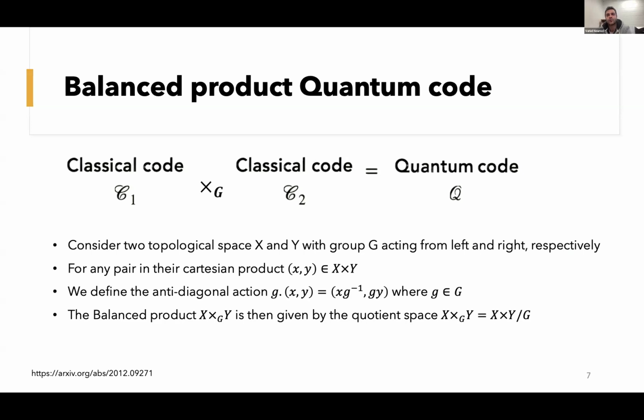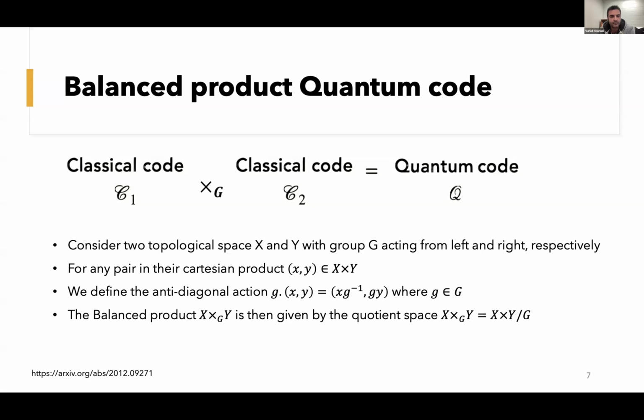The balanced product involves two topological spaces, X and Y, with a group acting on each. In this context, we use an anti-diagonal action to form the balanced product. This approach is valuable for constructing quantum LDPC codes because it maintains code structure while introducing group symmetry that helps manage qubit checks effectively.